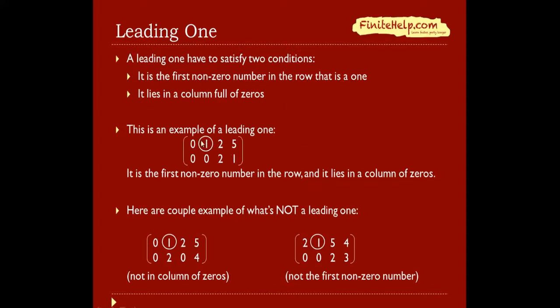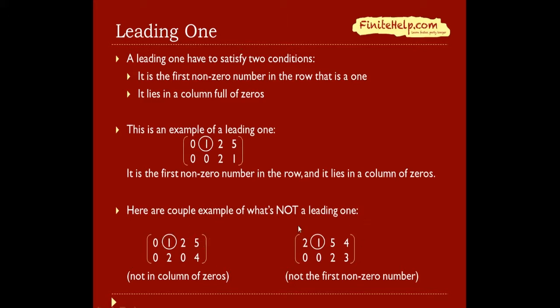So let's look at this circled one here. This is an example of a leading one because it is the first non-zero number in this row, because this is 0, and then next is a 1. So this one is the first non-zero number. And it also is in a column full of zeros, because if you look down the column, it only has zeros in it. So this is a leading one.